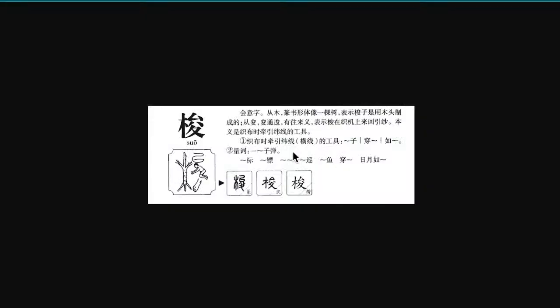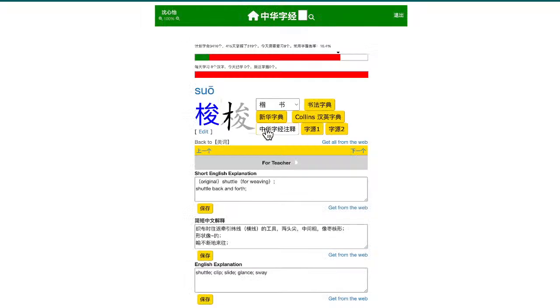So let's take a look at the character itself. This one goes with the wood radical because this shuttle is made out of wood. On the right hand side is the character suo. Now this suo is actually a simplification of another character suo, which has the meaning of back and forth. Combined together, it means a wooden tool whose function is going back and forth. So this is 梭.